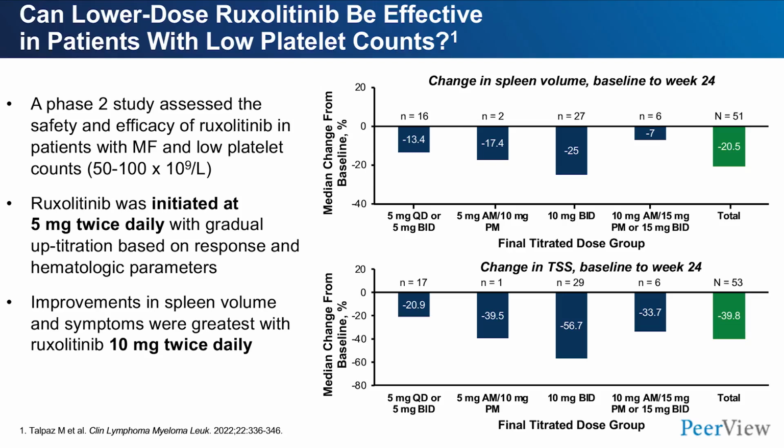But as many of you will know, we often use ruxolitinib in the setting of patients with low platelet counts. And so this is a study that was published a couple of years ago, first author is Moshe Talpaz, looking at the safety and efficacy of ruxolitinib in patients with platelets between 50 and 100. And in this study, we initiated the drug at 5 milligrams twice a day and titrated up. And here you can see change in spleen volume baseline to week 24 across the different dosing schedules, and again, TSS.